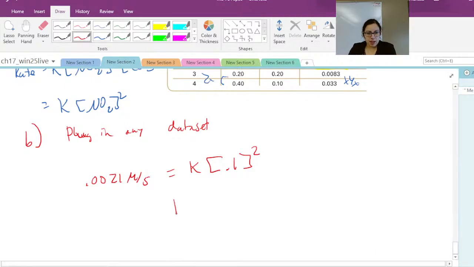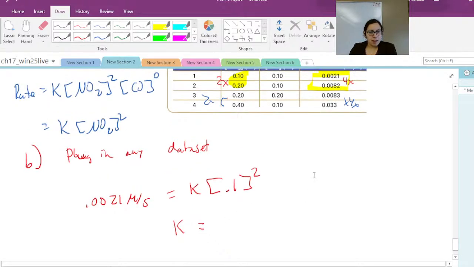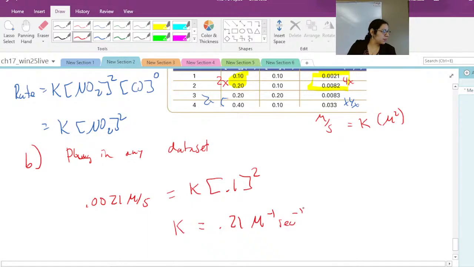And so then I get K is equal to... and don't forget your units. You could either look at your cheat sheet, or I'm just trying to think of my units, right? I'm trying to get back to molarity over second. I have molarity squared from my rate law, so this has to be 0.21 inverse molarity inverse seconds for those units.